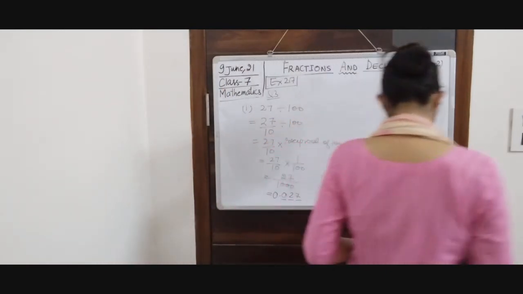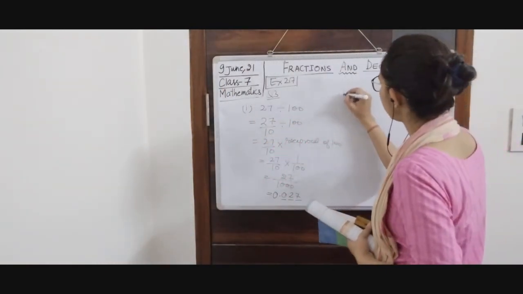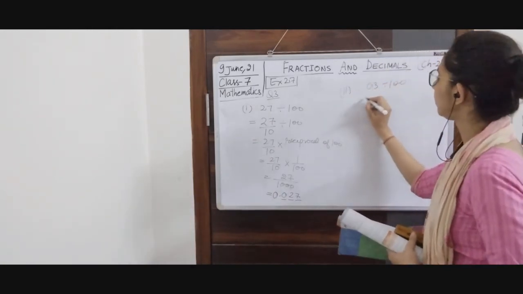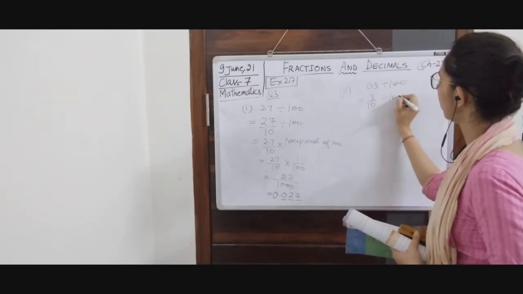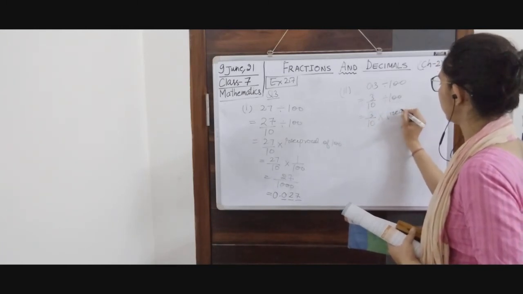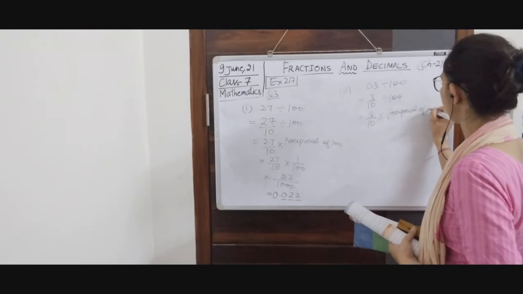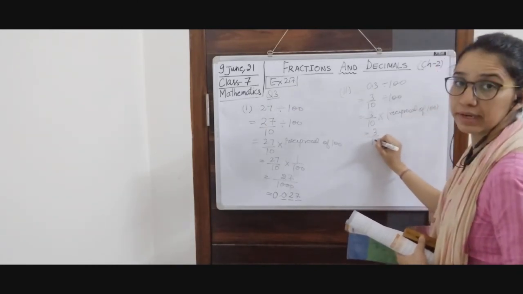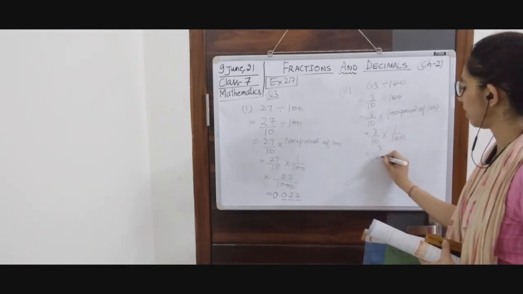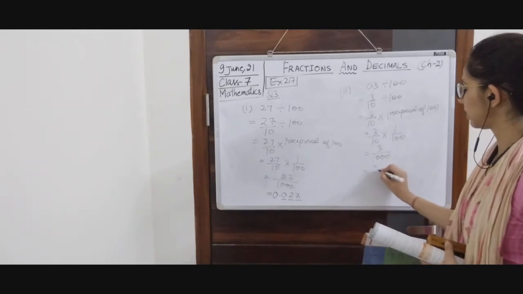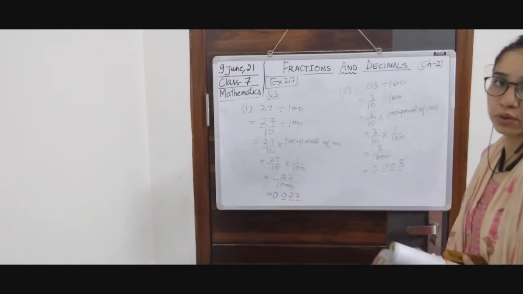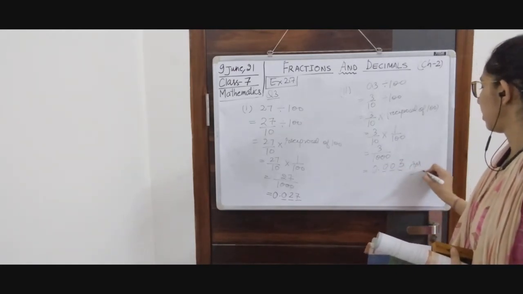Okay. Next is the second part, where we have to divide 0.3 by 100. 3 by 10 divided by 100. 3 by 10 multiplied by the reciprocal of 100. It will be 3 by 10 into 1 by 100, which is 3 by 1000. We have to put the decimal before 3 numbers. We will write 3 here, then 0 and 0. Okay, this is your answer.